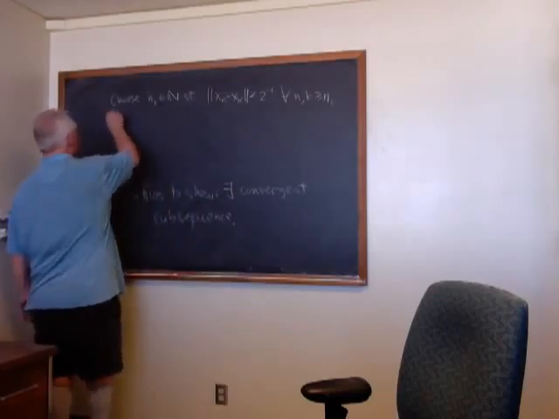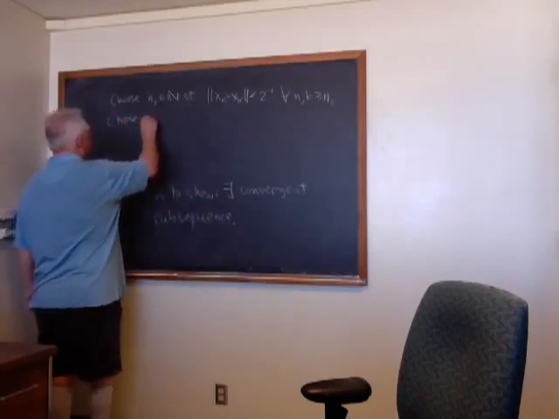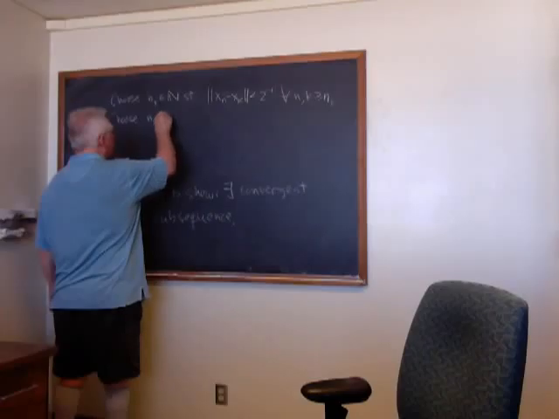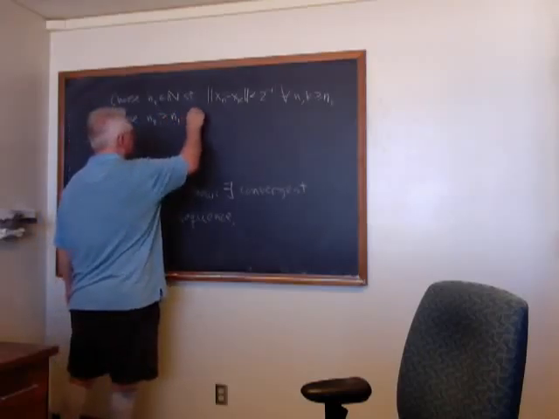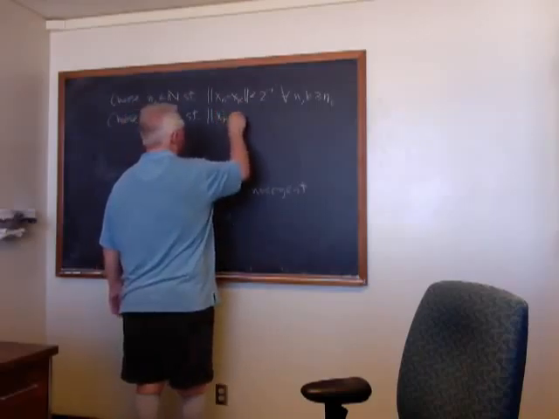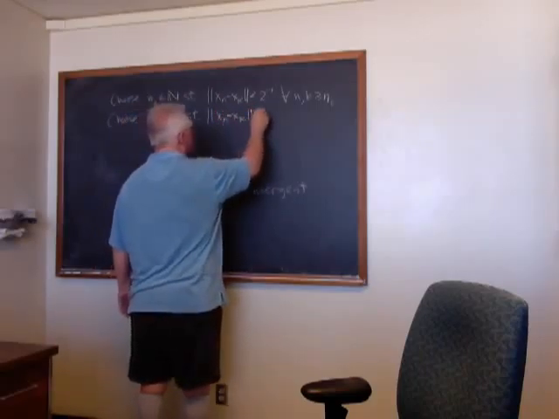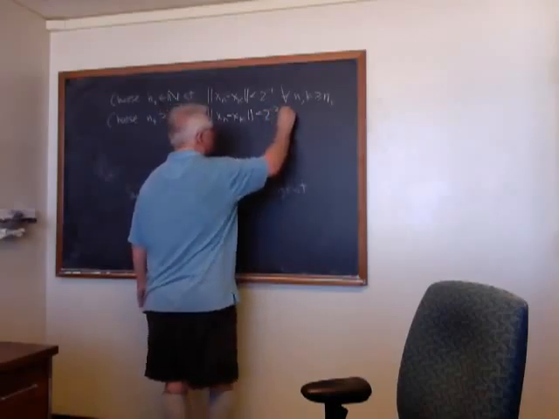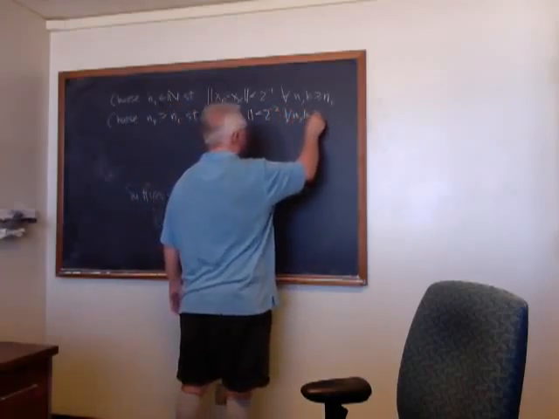Next, I choose n_2 greater than n_1 such that the norm of x_n minus x_k is less than 2^(-2) for all n, k greater than or equal to n_2.